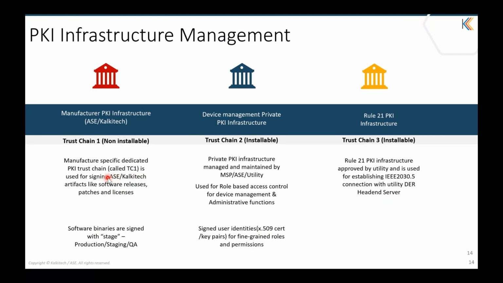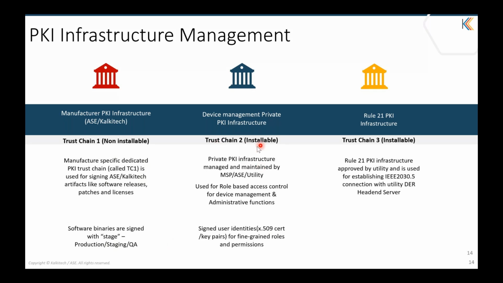So all the firmware has to be signed by the root CA. If it is not signed, then that firmware cannot be deployed in the gateway. So trust chain one helps us ensure the integrity and the security of the firmware side. So this is non-installable. Only the firmware with the trust chain one signature will be allowed to deploy in the device, and can be staged with the different levels like production, staging, QA.